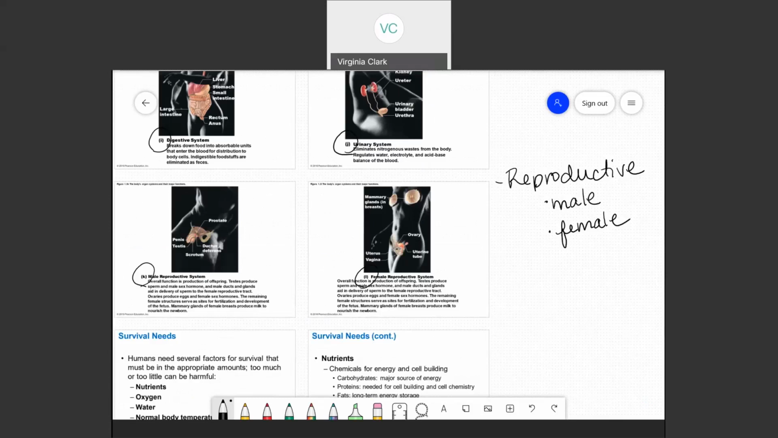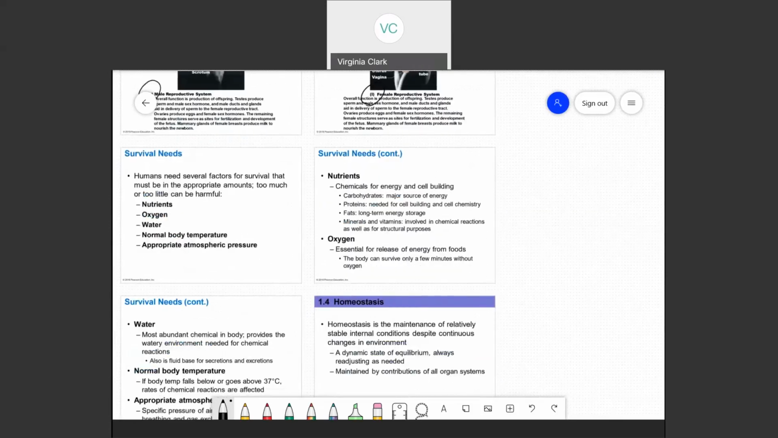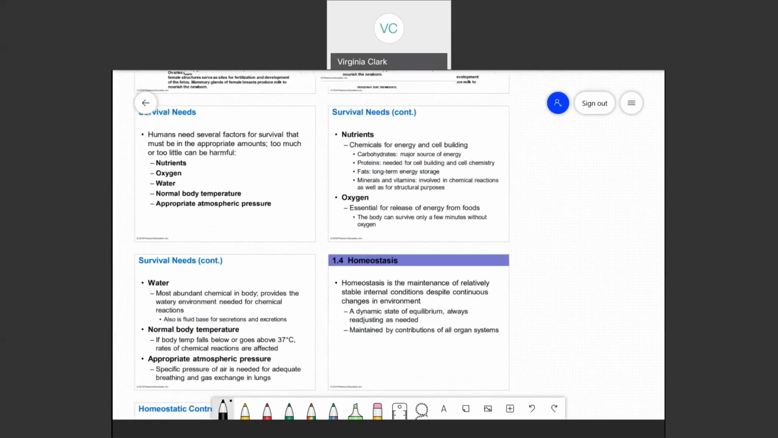Okay, so to briefly just talk through these survival needs, I'm not going to spend a lot of time. I'm not going to write these pieces out. But what you're looking at with these survival needs is just kind of background information on the things that you need to have as a human in order to stay alive, but not just that you need to have them. You need to have them in very specific amounts in order to stay alive. So the survival needs are going to have a very specific amount. Too much of it or too little of it is going to be harmful.